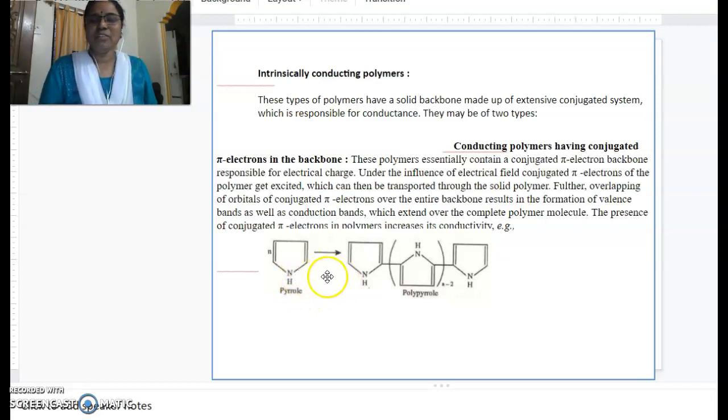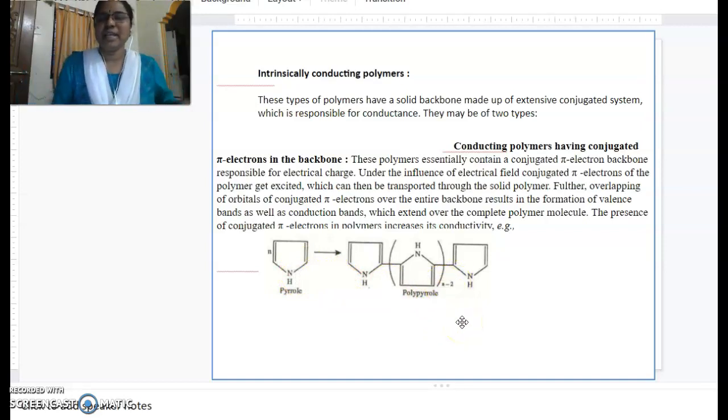If it is a triple bond, it will be converted into a double bond. So with this shifting, the availability of electrons will take place. Hence, simply you can say such polymers are capable of conducting electricity. In this case, polyacetylene, pyrrole, pyridine, etc. So the whole electrons are going to exist. So they are examples of intrinsic conducting polymers.